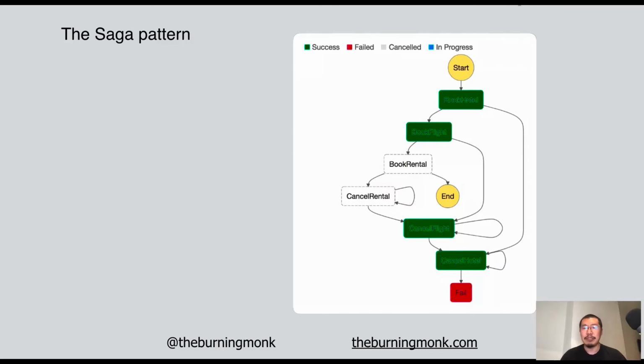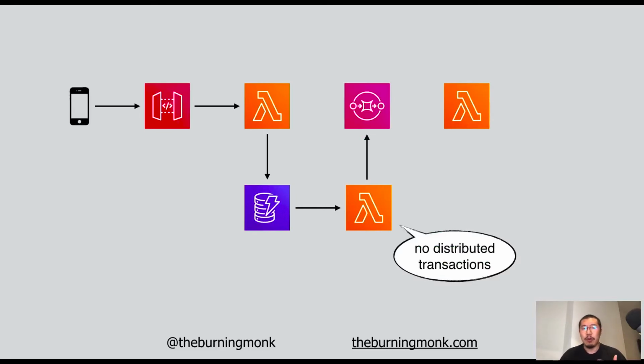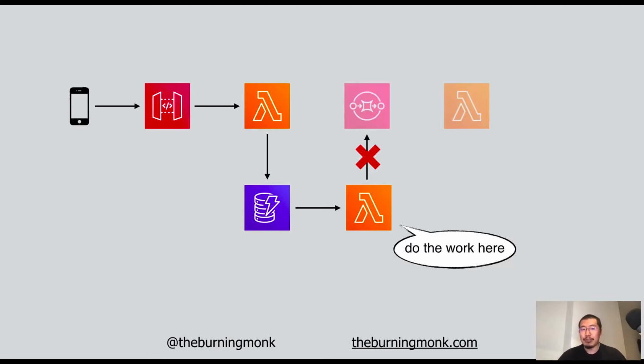The Saga pattern is a very powerful and very useful pattern, but it's just extra stuff that we have to do. In many cases, we can actually architect the distributed transaction out of our application by using DB streams instead, where a Lambda function would then take those DB inserts and then publish them as tasks to SQS, so no distributed transactions needed here. Or better still, we can just do the work in the DB function.